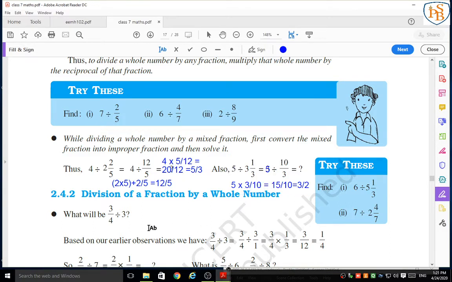Do you get this, students? In this way you have to solve this in your notebook. Just take out your rough books, write these questions and solve in your notebook. The first question is 6 divided by 5 1 upon 3. I am going to repeat this question again: 6 divided by 5 1 upon 3, and the second question is 7 divided by 2 4 upon 7. Okay, do you get this?